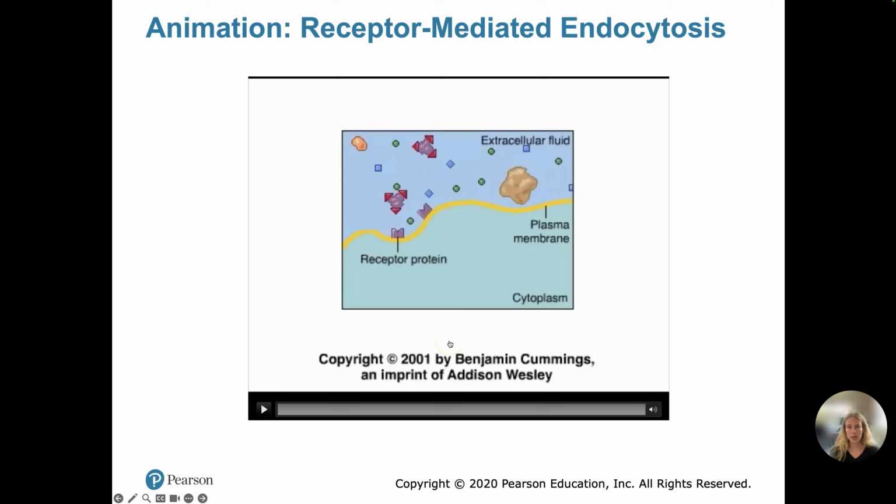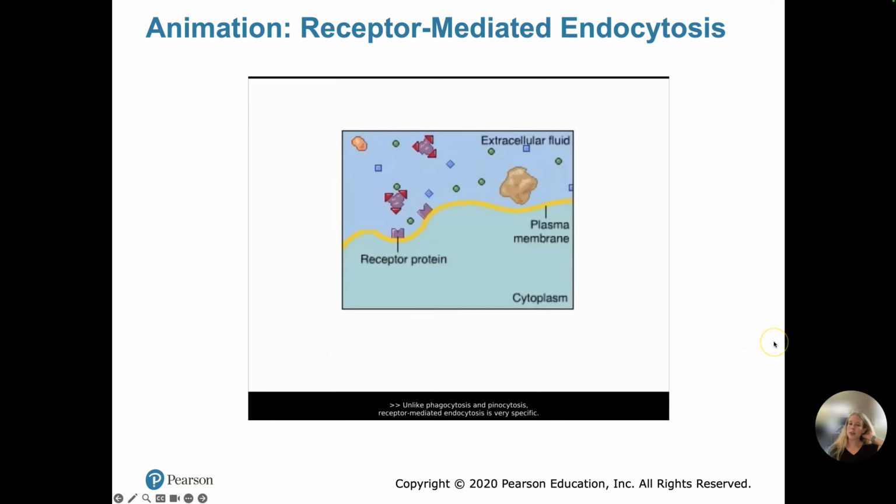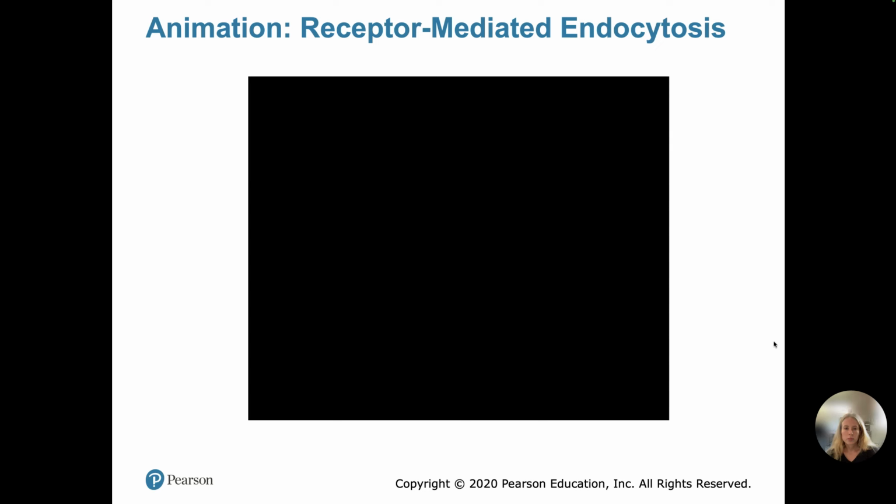Here's a video on receptor-mediated endocytosis. Unlike phagocytosis and pinocytosis, receptor-mediated endocytosis is very specific. It is triggered when membrane receptors bind to specific external molecules, such as protein cholesterol complexes or proteins bound to iron. Membrane vesicles pinch off, and the external protein and its cargo are brought into the cell.